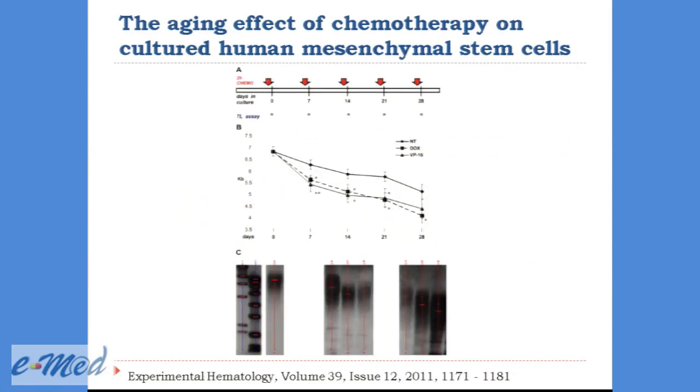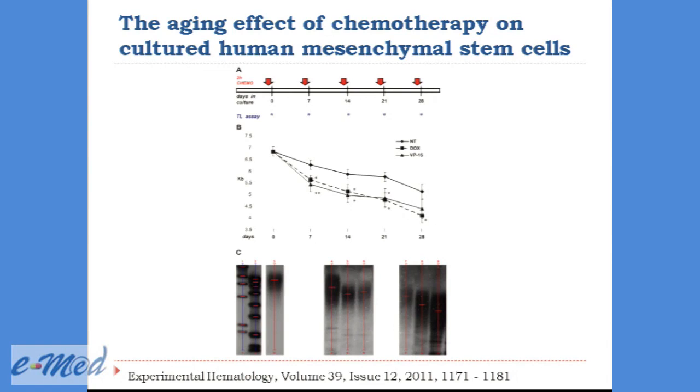And when we are looking in vitro, we can see that if we, for example, culture human mesenchymal stem cells, we can see the shortening of telomeres and aging of those cells, which means that telomere shortening is the main and principal avenue of aging and premature aging. What happens with telomeres during chemotherapy?